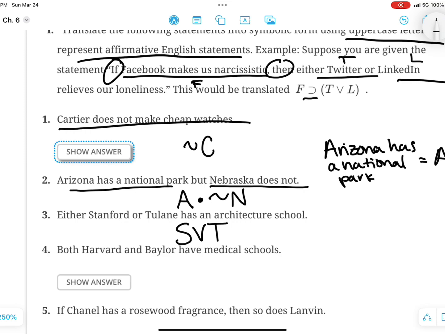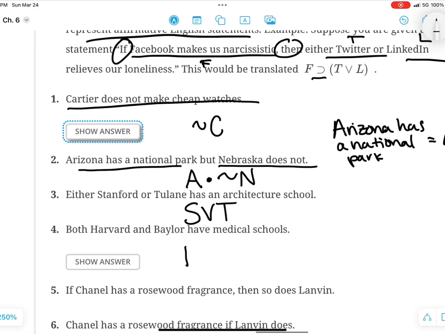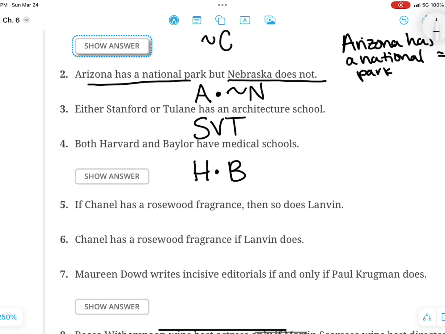And the lower, number 3, we have Stanford or Tulane has an architectural school, so we're using the or operator. Here, we're going to use the and operator. Harvard has a medical school, and Baylor has a medical school. Next, we're going to use the conditional operator. We've got an if-then claim here. If Chanel has a rosewood fragrance called C, then Lanvin has one called L.